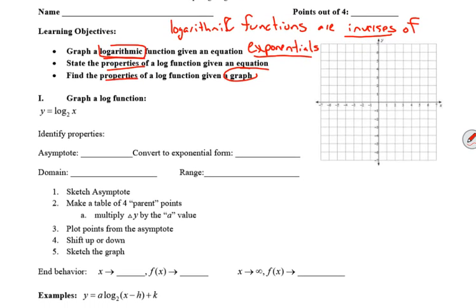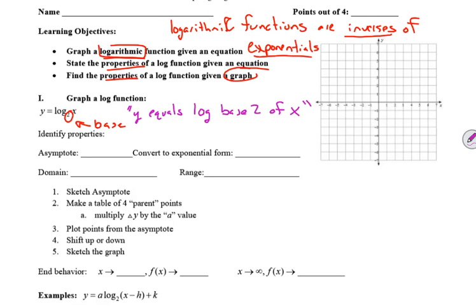So, like an exponential function that has a base, a log function has a base as well. That 2 is called the base, right? So we would read this, y equals log base 2 of x. So again, the 2 is the base, and that's going to be important when we switch it into exponential form.